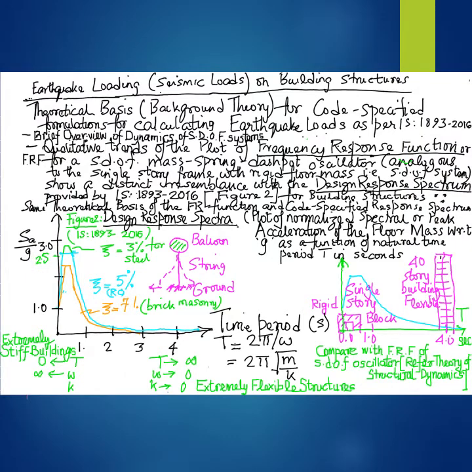As we were discussing, the theoretical basis for mathematically deriving the code specified formulations for calculation of design earthquake loads as per the latest Indian seismic design code, that is the Indian Standard Code of Practice for earthquake resistant design of building structures, IS 1893 2016, the latest revision.